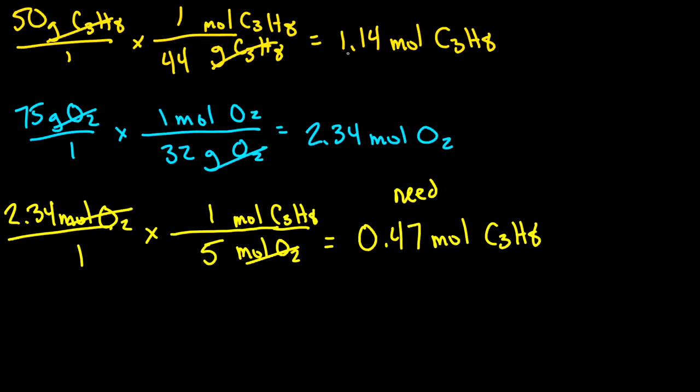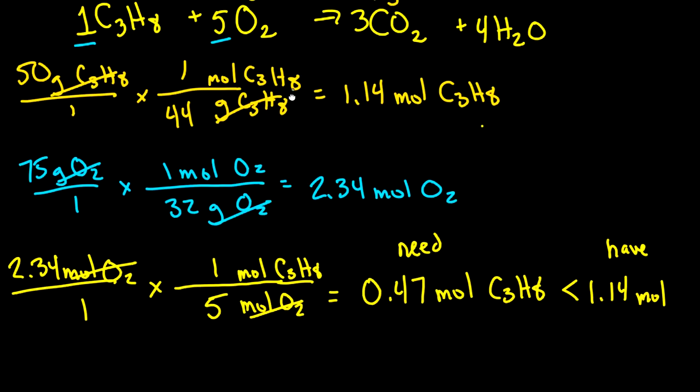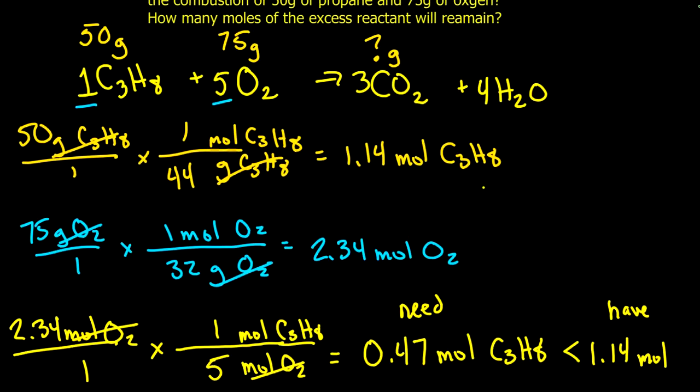How much do I have? Well, that's 1.14 moles of propane. I need 0.47 moles. I have 1.14. Which number is larger, 0.47 or 1.14? Well, that's 1.14. I have enough. So propane is my excess reactant. And if propane is my excess reactant, oxygen has to be my limiting reactant.